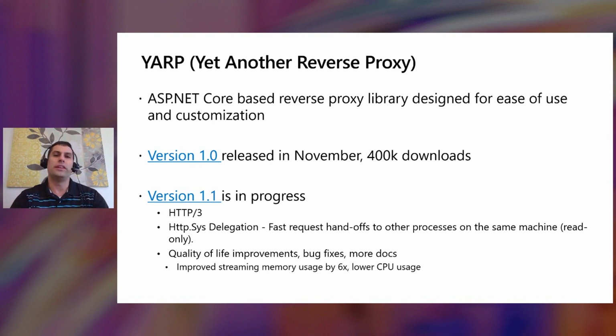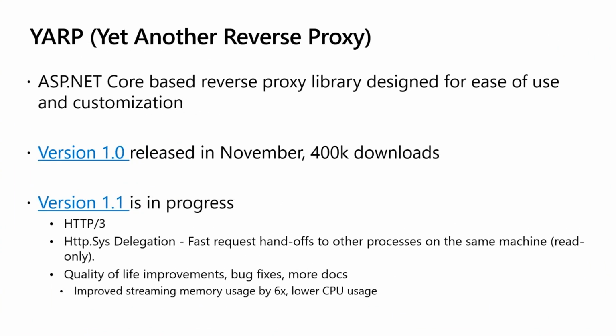What we found internally at Microsoft was that a lot of teams were creating reverse proxies in ASP.NET Core scenarios or asking for guidance on how to do that. Rather than let teams keep recreating these tools over and over again, the ASP.NET team created YARP as a reverse proxy library designed specifically for creating fast and customizable reverse proxy apps on ASP.NET Core. It was released as a 1.0 back in November and already has more than 400,000 downloads.